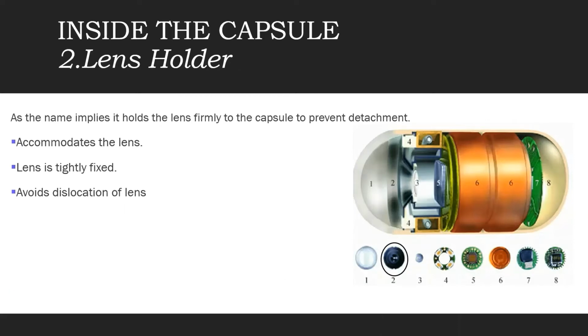The second part is the lens holder. As the name implies, it holds the lens firmly to the capsule to prevent detachment. The lens holder accommodates the lens and avoids dislocation of the lens, so the lens is tightly fixed.